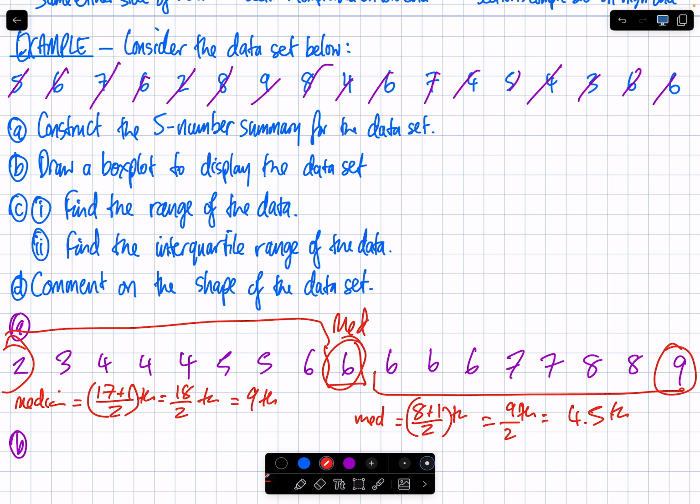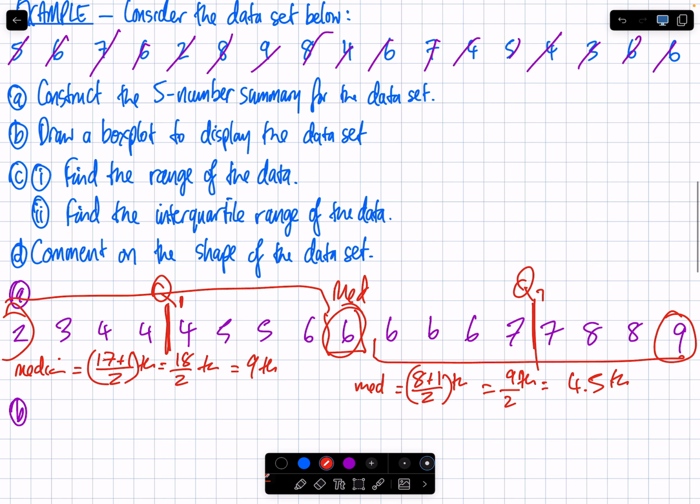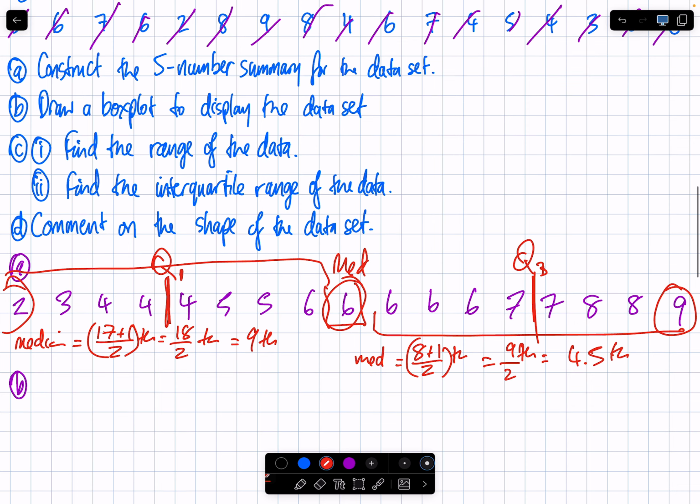So where is the quartile going to be? Halfway between which? 4 and 5. So quartile 1 is going to be there. What's the average of 4 and 4? 4. What's the average of 7 and 7? 7. Good. So we have the 5-number summary. I just haven't written it out. I can see it. Okay?